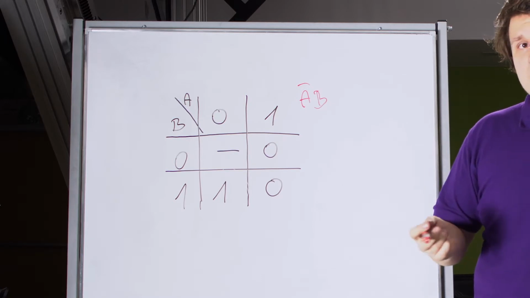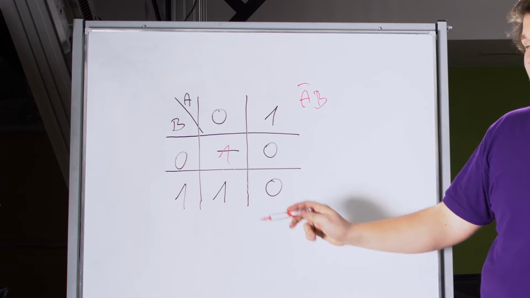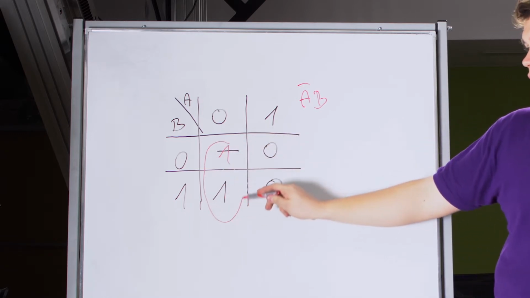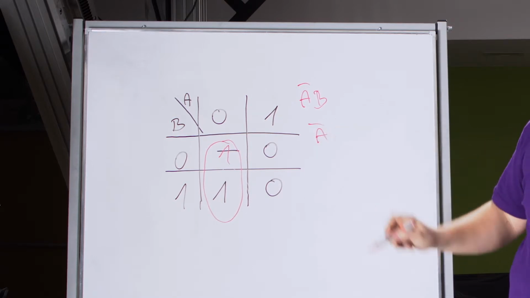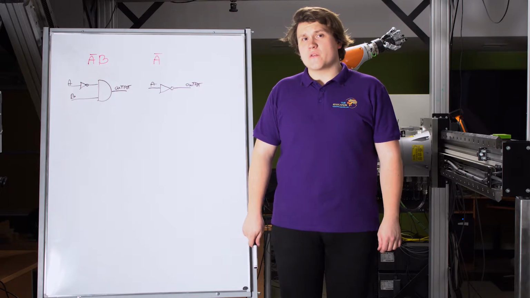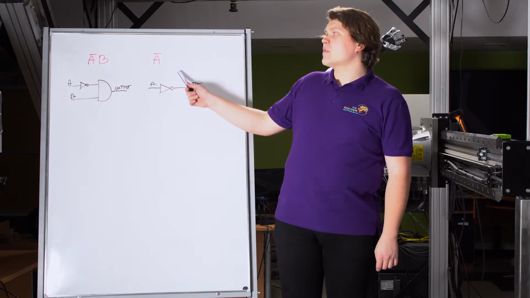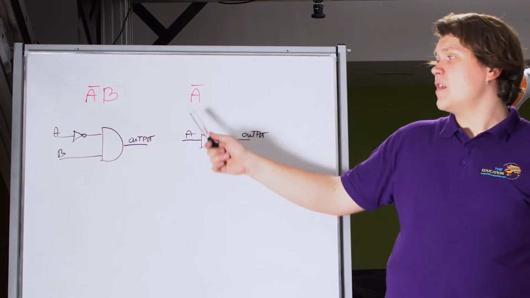But let's suppose that this unknown state is also positive. So now we can group those two ones, and our function will be only negative A. This is much simpler. On logic gates, it is also visible that assuming the unknown state is equal to 1 is much easier because we have fewer logic gates. Now let's move to a more complex example.